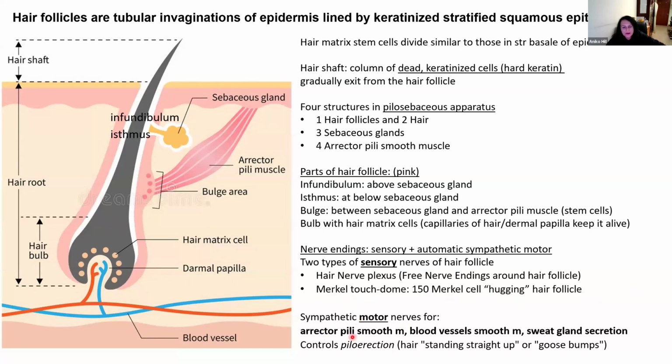There are also sympathetic nerves here, motor nerves. Who needs sympathetic nerves? The arrector pili smooth muscle, blood vessels, smooth muscle in the tunica media, and sweat gland secretion. And you remember the arrector pili smooth muscle is the goosebump muscle.